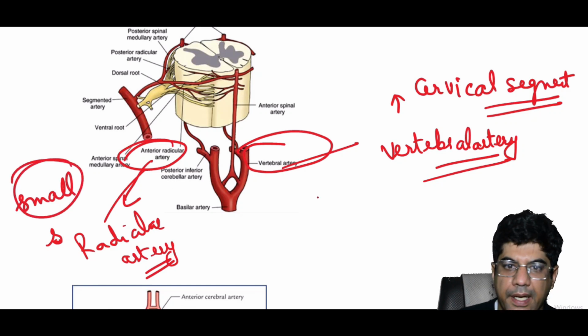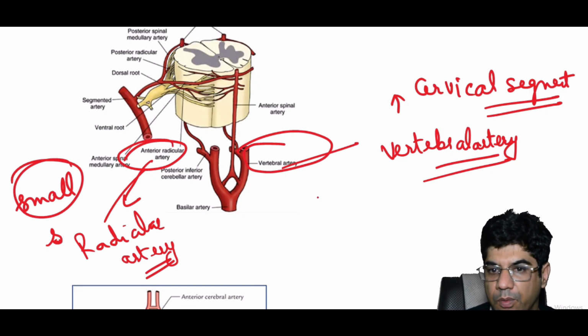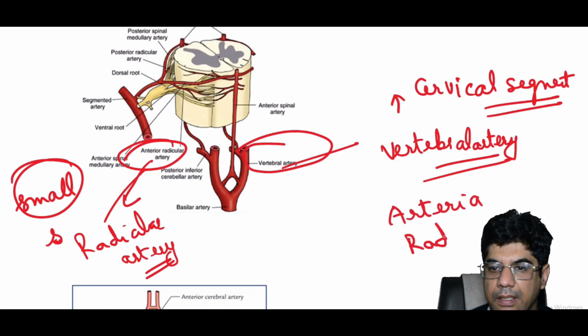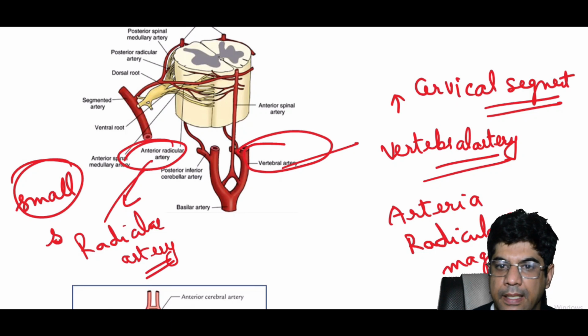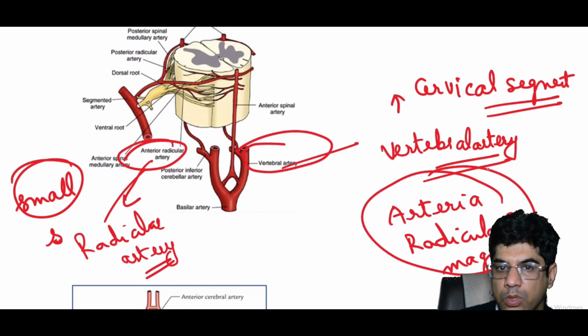However, one of these radicular arteries is very large and has a special name, known as arteria radicularis magna, and it can supply blood to as much as the lower two-thirds of the spinal cord.